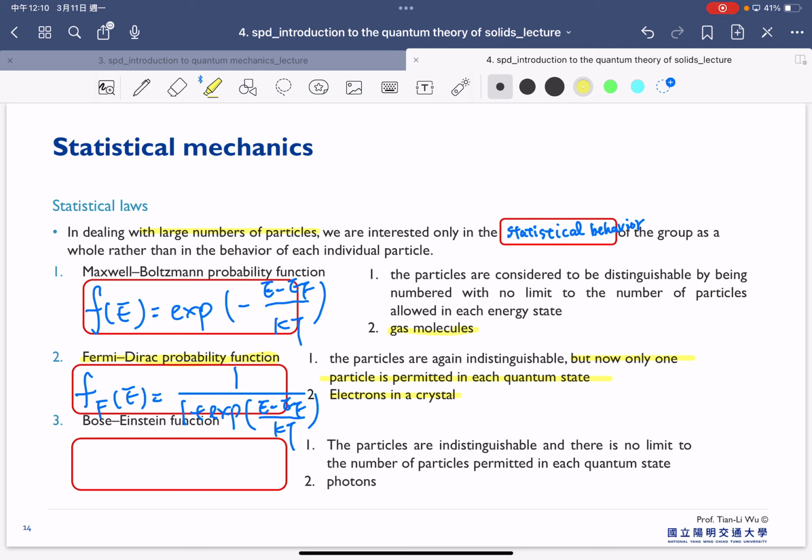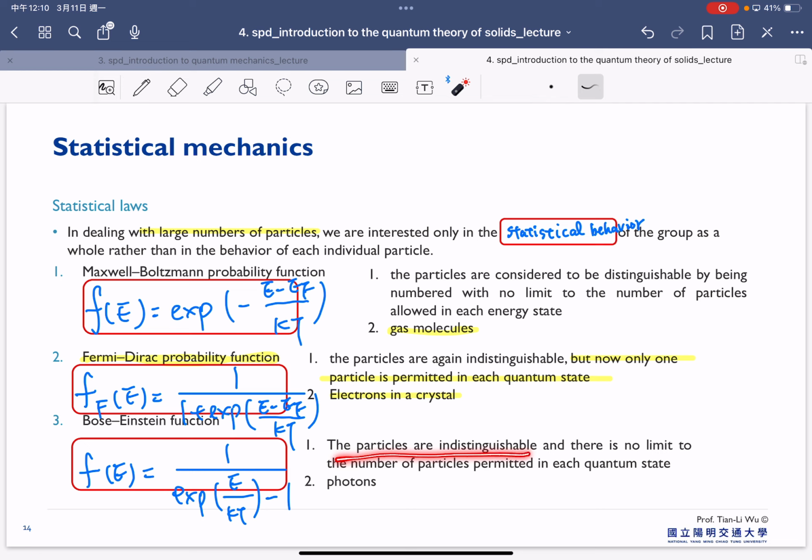Of course, there's a third one called the Bose-Einstein function, and this is the equation. Just quickly going through: 1 over exponential of E over kT minus 1. The particles are indistinguishable, and there is no limit on the number of particles per quantum state. So that's related to the case of photons.